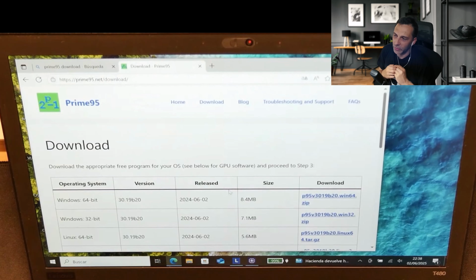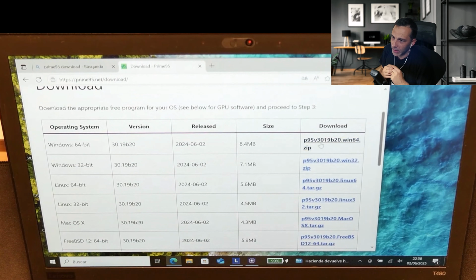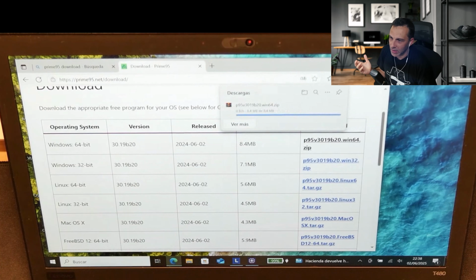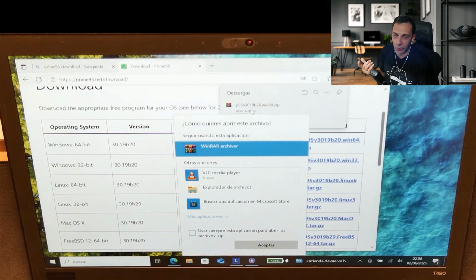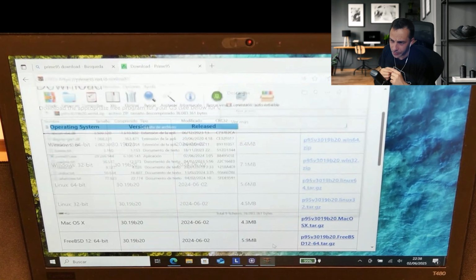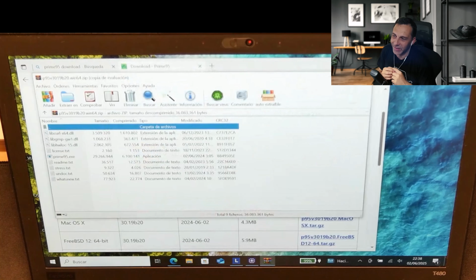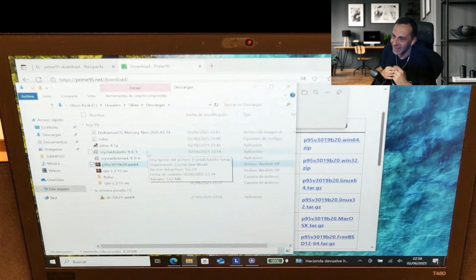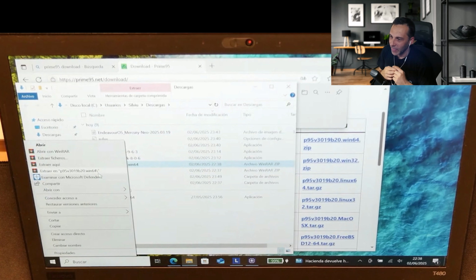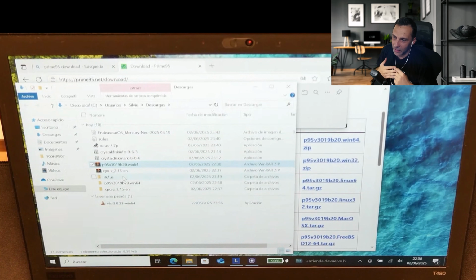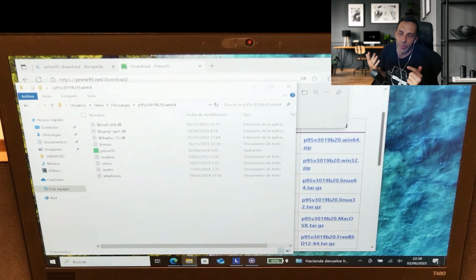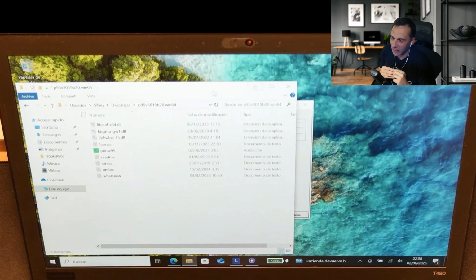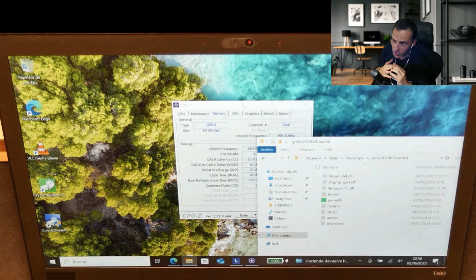If you don't know about this program, it's a program that is basically used for torture tests or stability tests, basically for overclocking, but it's also useful just to push the limits a little bit on your hardware. Oh, okay, I didn't buy the WinRAR. No surprise there, I think. And yeah, again, you don't need to install this. You just decompress it, execute the Prime 95 executable.